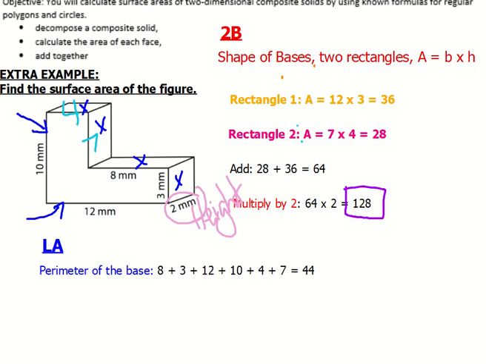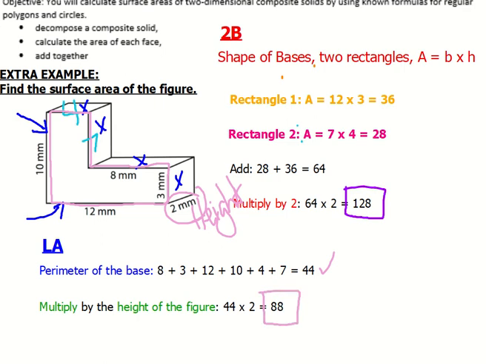For the perimeter of the base, how I got this, I started here and I traced around it. I have 8, 3, 12, 10, 4, and 7. I just added all my side lengths together and I got 44. Now I'm going to multiply that 44 by the height of the figure, which was 2. So 44 times 2 gives me 88.